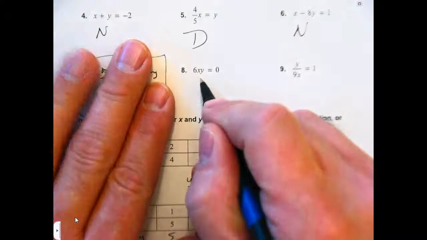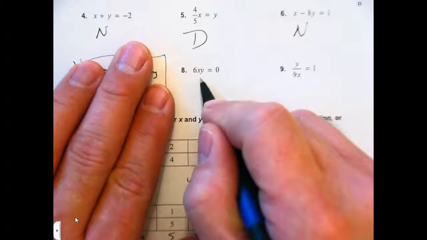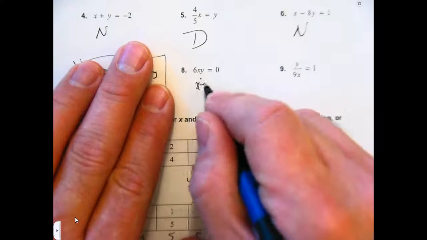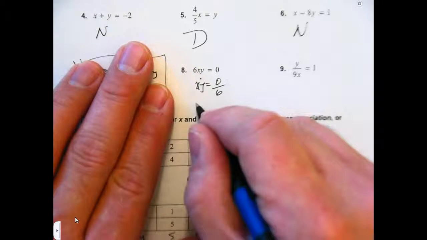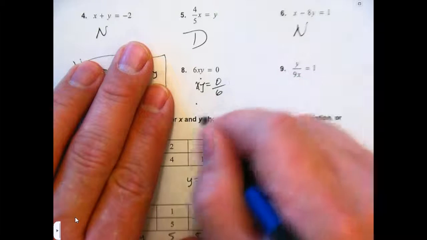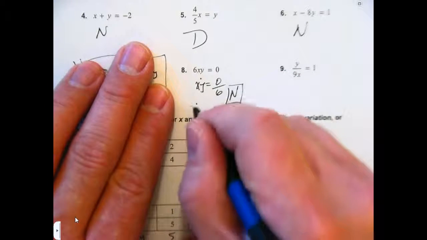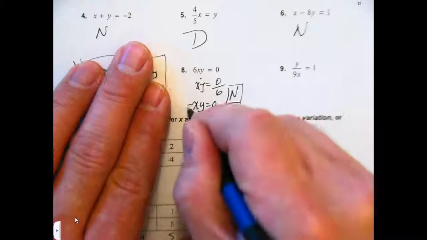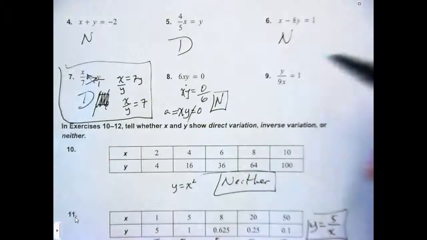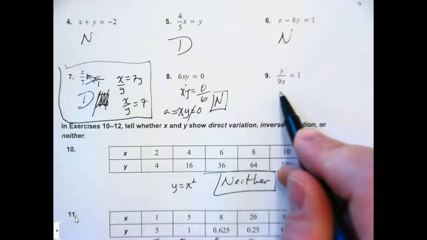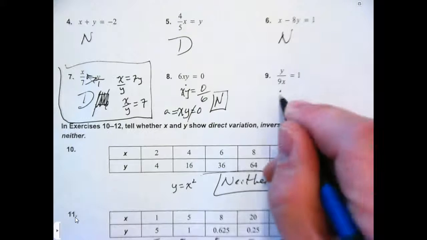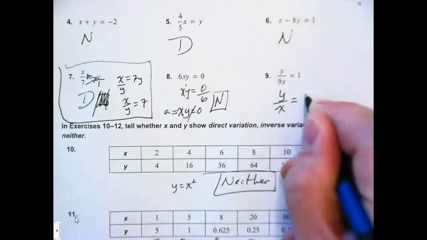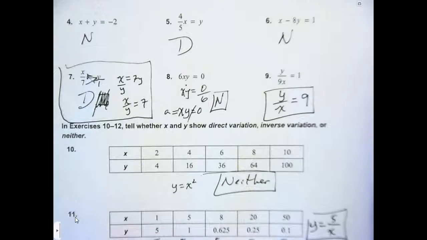How about this one? Okay, how do I get x and y by itself? Divide by 6. 0 divided by 6 is 0. Cannot be 0. Therefore, it is neither. Remember, a cannot be 0. Okay, that makes it linear, or a constant, excuse me. How about this one? Direct. We can multiply both sides by 9, right? It gives you y over x equals 9.